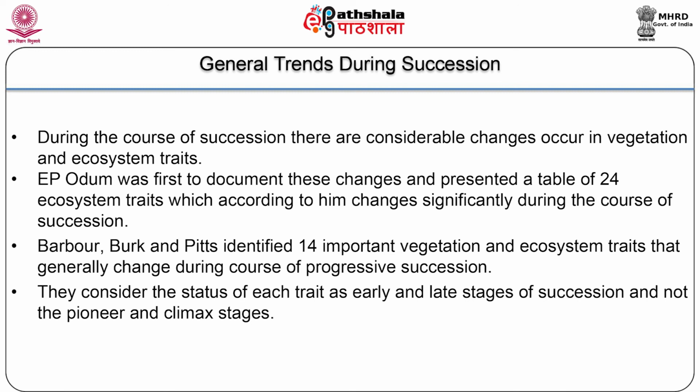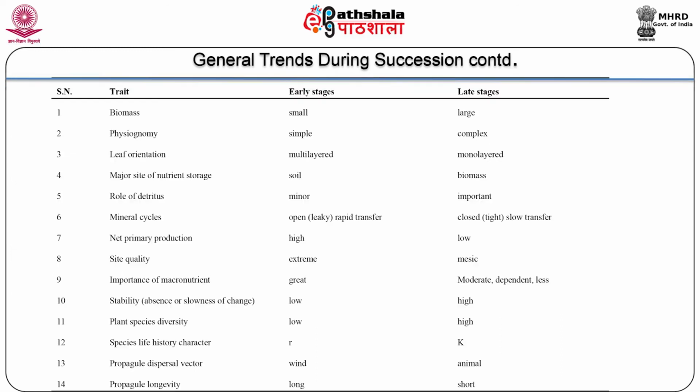Barbour, Burk and Pitts in 1987 identified 14 important vegetation and ecosystem traits that generally change during the course of progressive succession. They consider the status of each trait as early and late stage of succession and not the pioneer and climax stage, and these are represented below in the form of a table. These are the 14 traits, and the early stages and the late stages are given in the table.